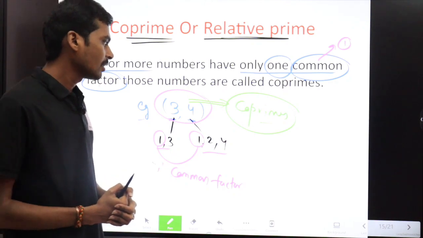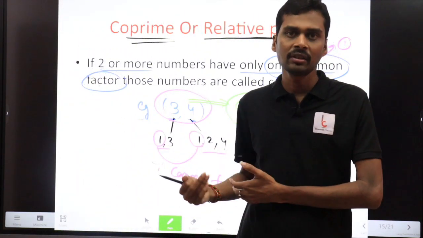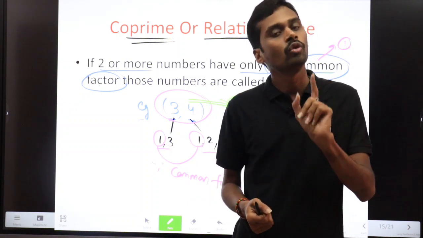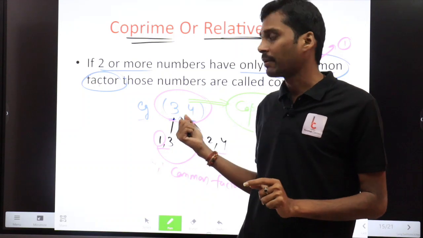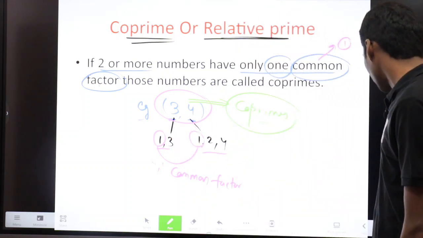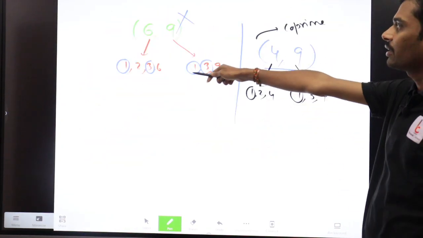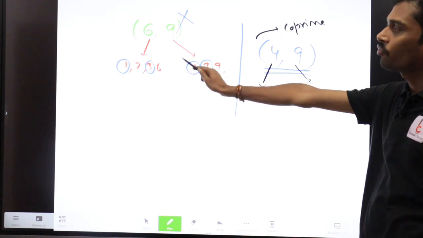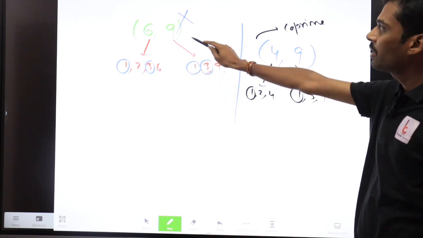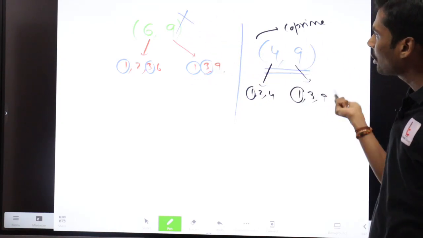Relative primes means you take two numbers or more than two numbers. For all those numbers, if we have only one common factor, that is 1, those numbers are called relative primes or coprimes. For 3 and 4, we have only one common factor. Suppose I take 6 and 9. For 6 and 9, I have two common factors, 1 and 3. So 6 and 9 are not coprimes.